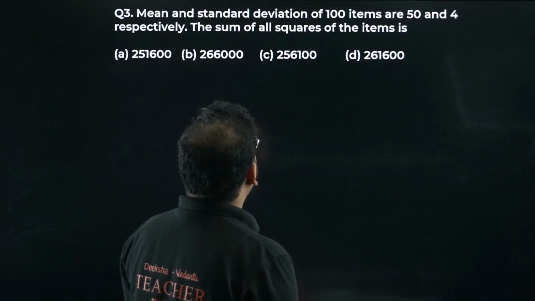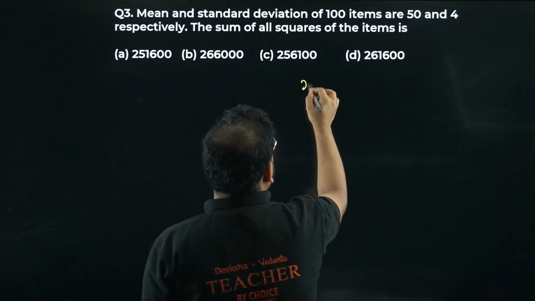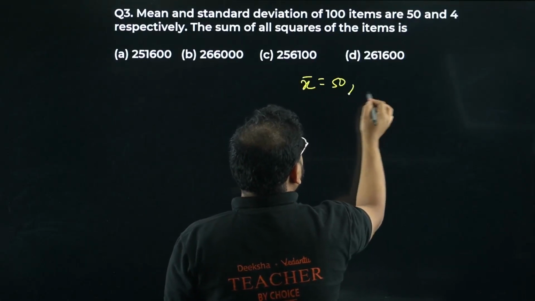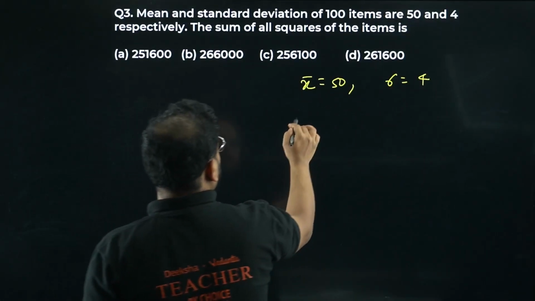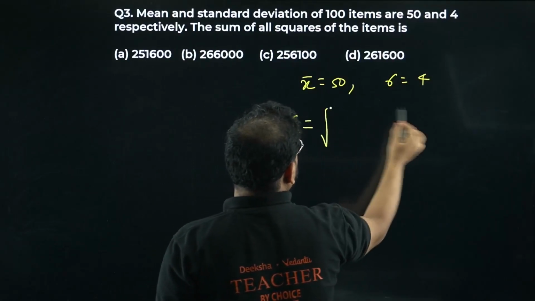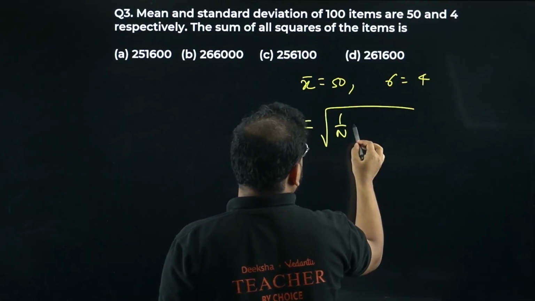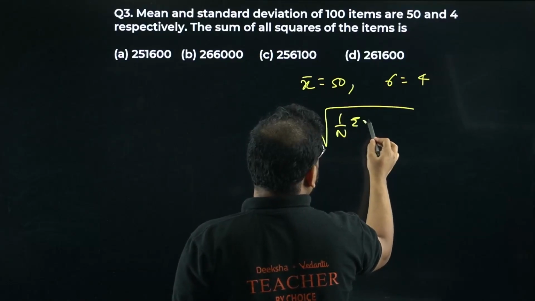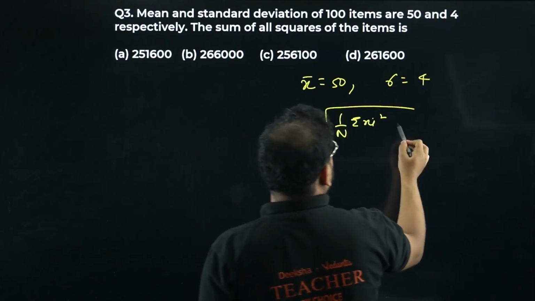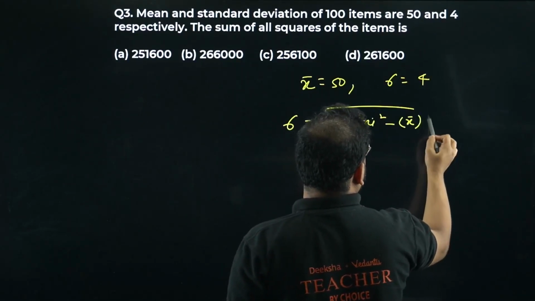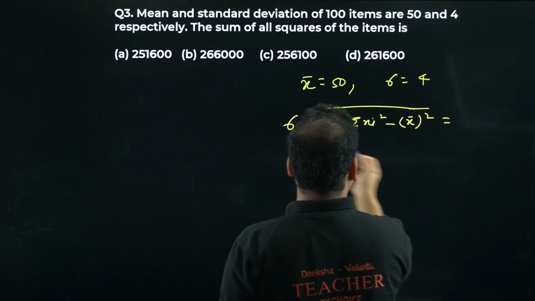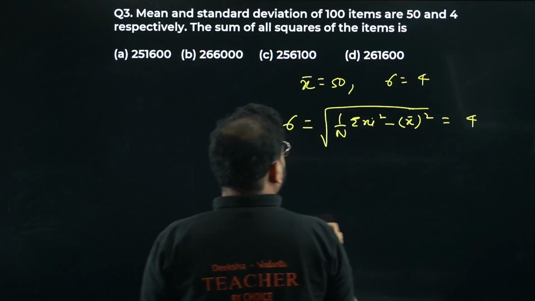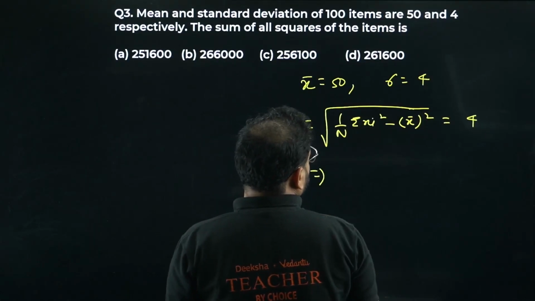Mean is given. X bar is given as 50 and sigma is given as 4. Can you find the sigma formula we have, right? So we have 1 by n, sigma xi square minus x bar square, and that is equal to, that is given as 4 actually over here. So let's write this. Continue from here.